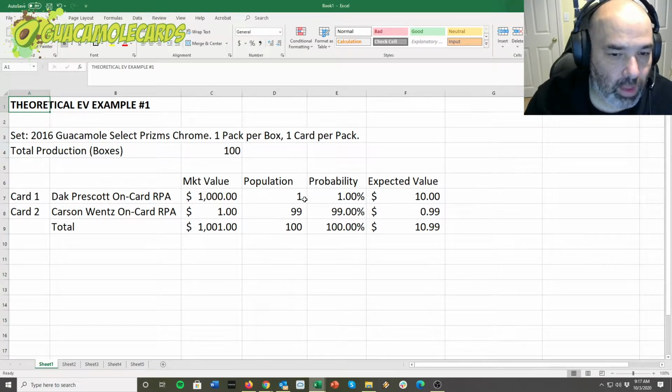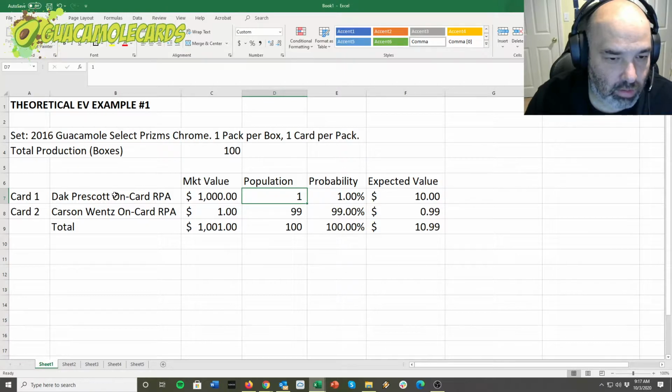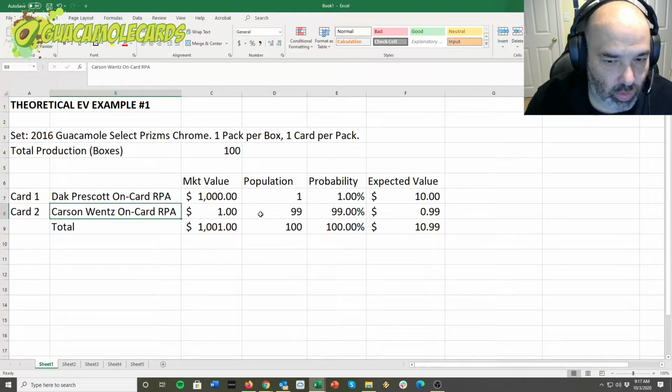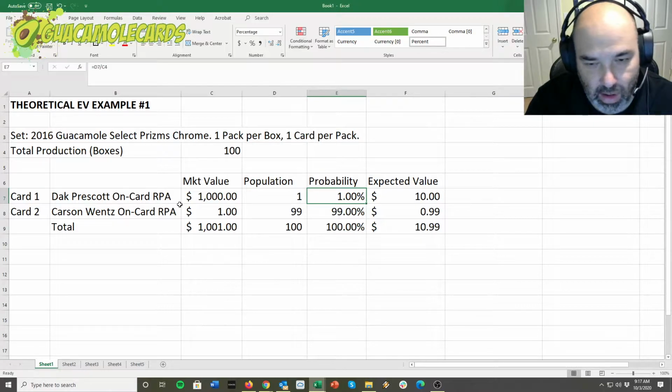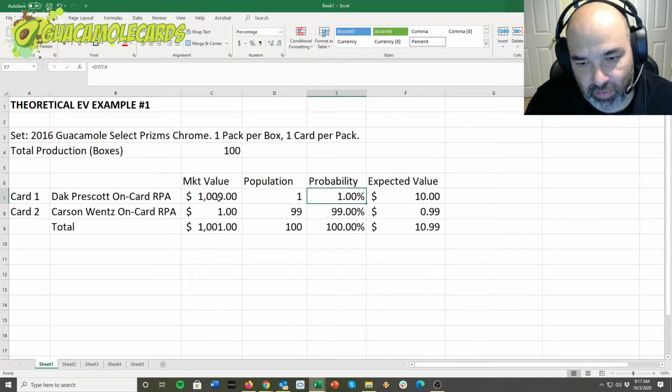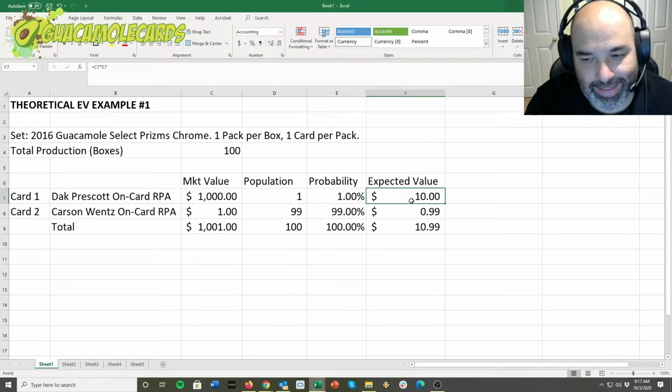So you can see, right, we have the market value in. There's a population of 1. There's only one Dak Prescott card. There's 99 Carson Wentz cards. So we have a 1% chance of pulling the Dak, a 99% chance of pulling the Carson Wentz. We multiply the market value times the probability of pulling that card to get the expected value of each individual card.